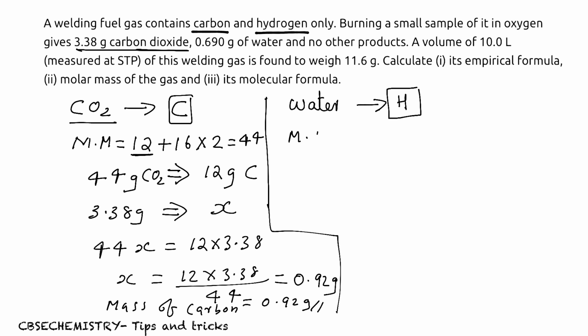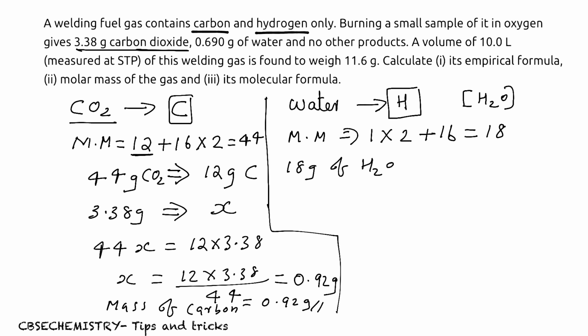Similarly, we can find the mass of hydrogen. What is the molar mass of water? Water is H2O, correct? Hydrogen is 1, 2 hydrogens are there, plus oxygen, so that is 18. Now, 18 gram of water contains how much hydrogen? 2 gram of H2.